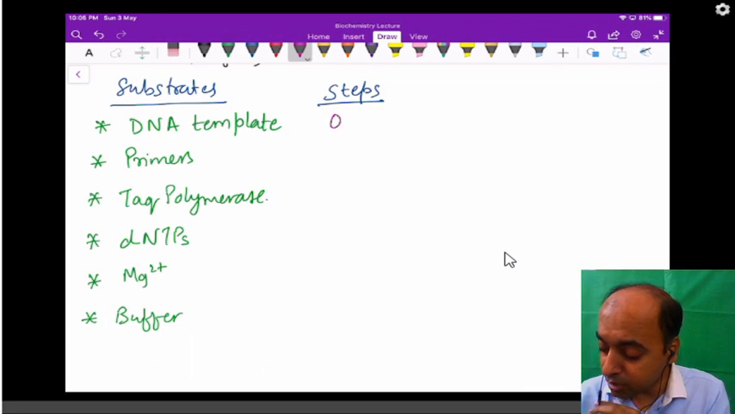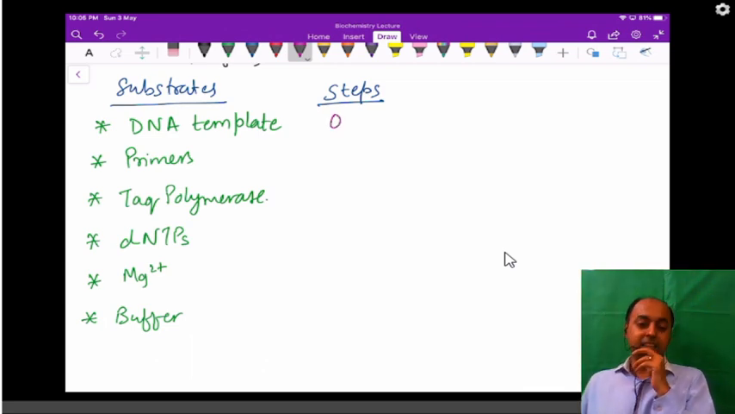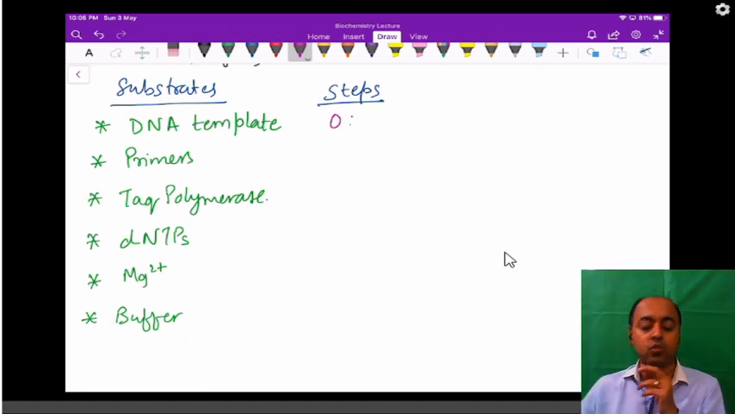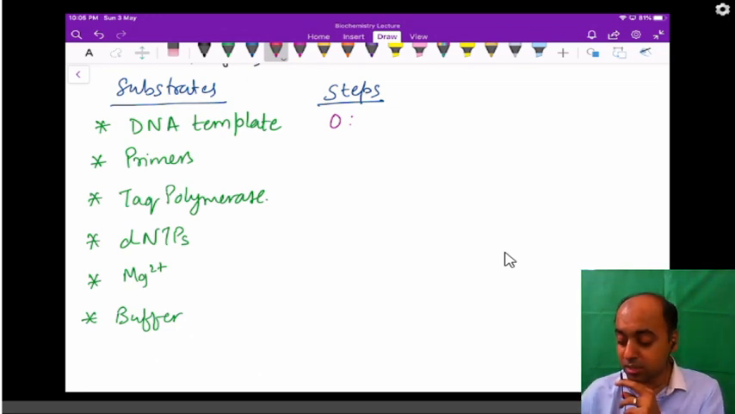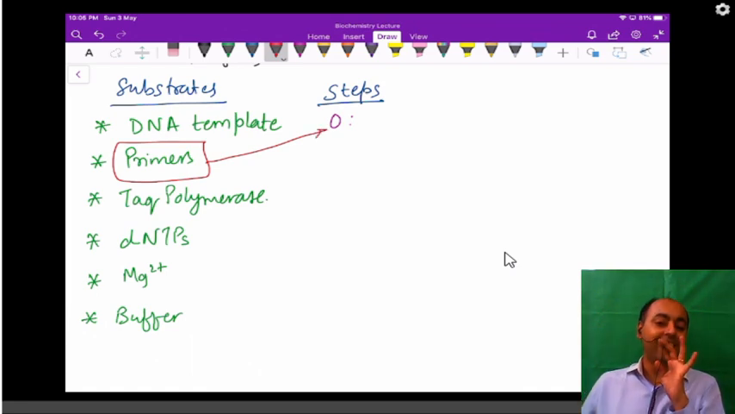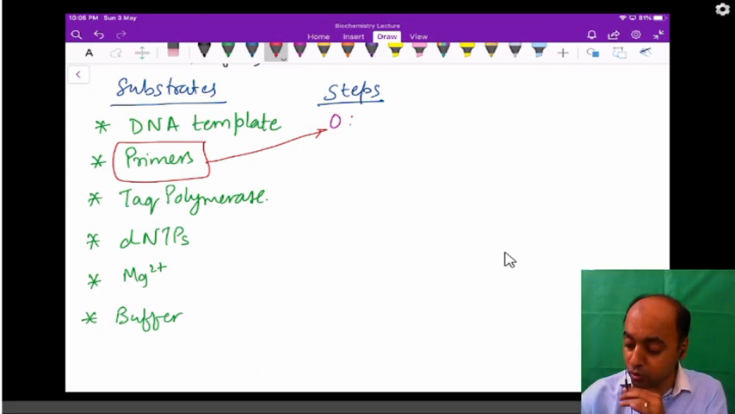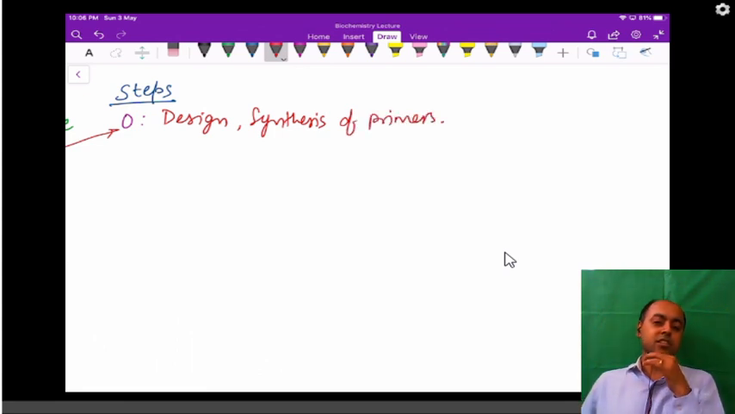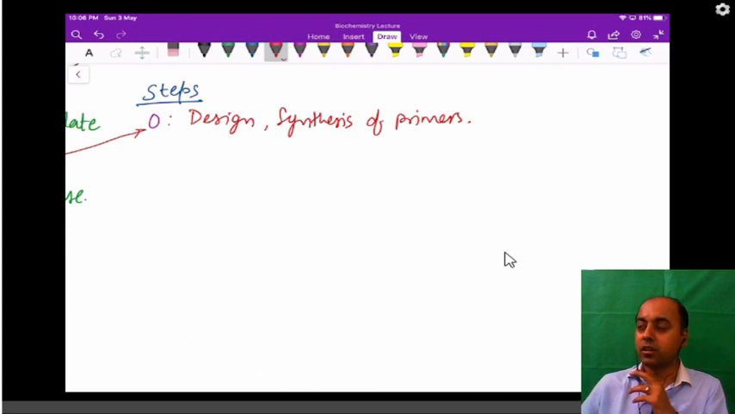What are the steps required for the polymerase chain reaction? You'll note I write step 0. It means if you don't carry out this step, the rest of the steps in polymerase chain reaction do not make any sense. What is step 0? It is based on the primers which are required to demarcate the segment of DNA. So you have to design the primers and then you have to synthesize them. If you are not able to complete this successfully, the rest of the PCR doesn't make any sense. You have to complete this successfully.